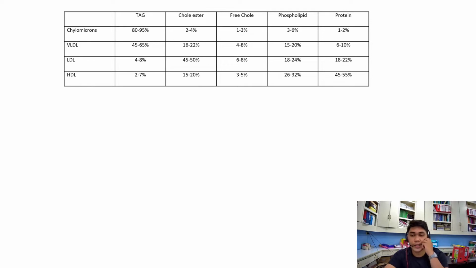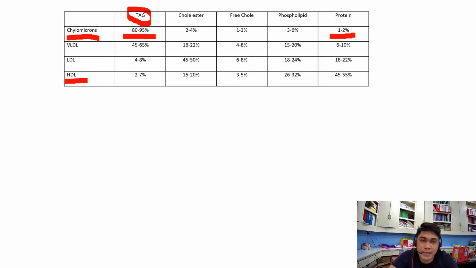Regarding the composition of each major lipoprotein: chylomicrons have the highest triglyceride concentration because they carry exogenous triglyceride, and the lowest protein concentration. That's why they're the largest and the least dense. Least dense because of low protein concentration, largest because of increased triglyceride concentration. Then HDL is the smallest because of low triglyceride concentration, and most dense because of increased protein concentration.